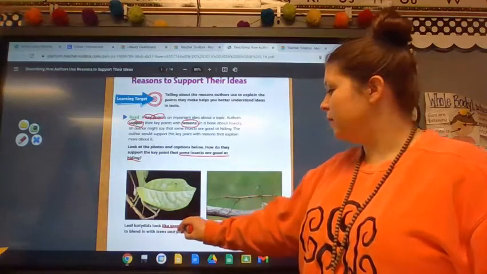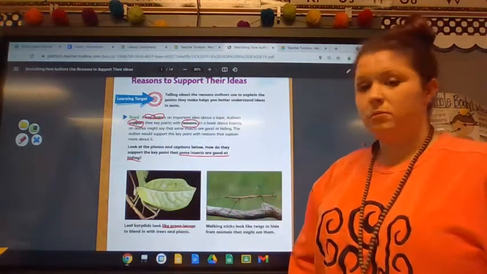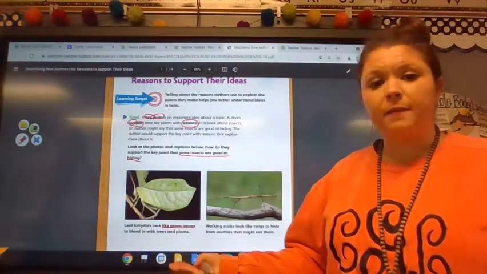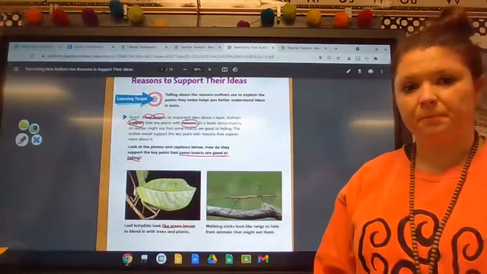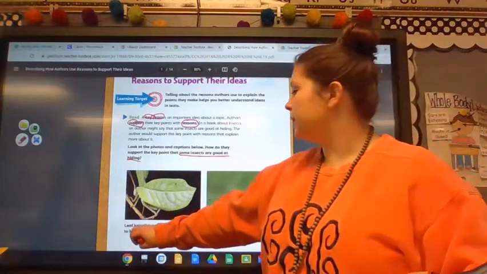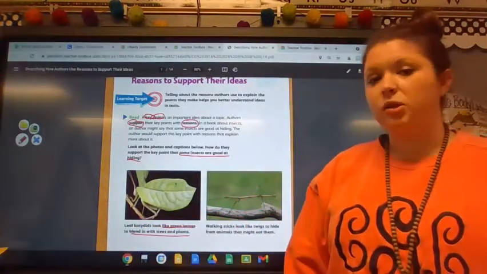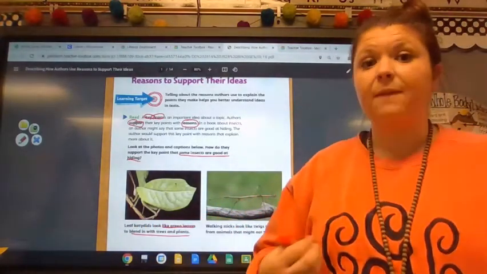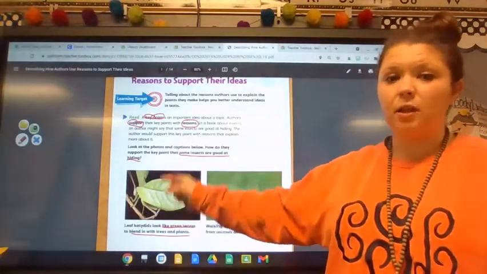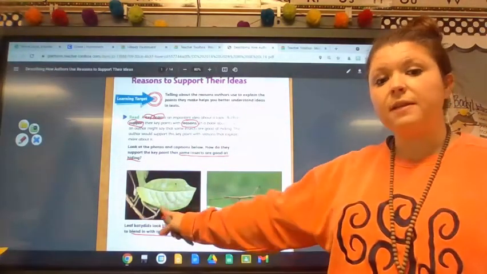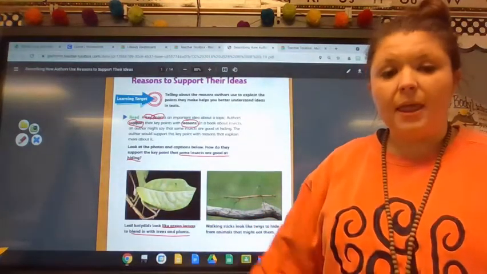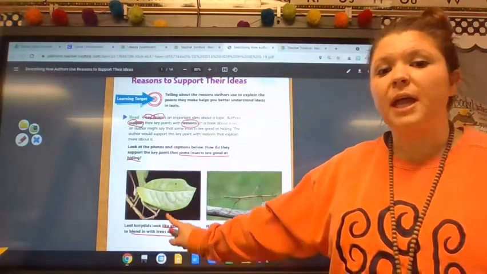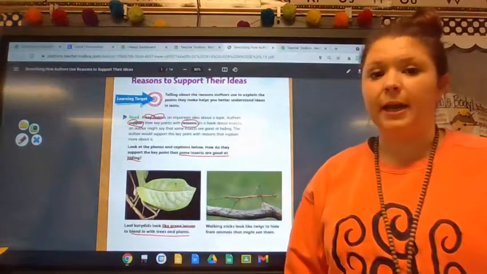It says that they look like green leaves. When they look like green leaves, how does that help them to hide? They blend in with the trees and the plants, right? So that is a fact. It's a fact that katydids look like green leaves. And the reason that they look like green leaves is because they blend in with trees and plants. That supports or explains why insects are good at hiding.